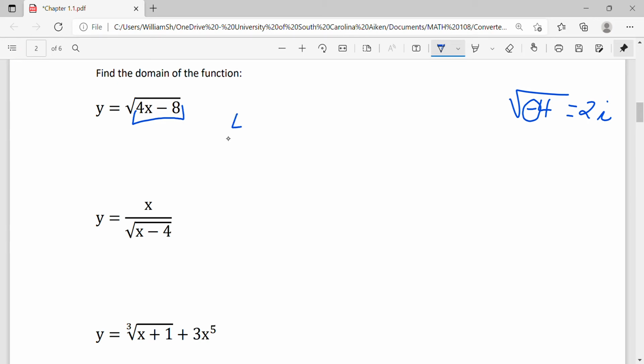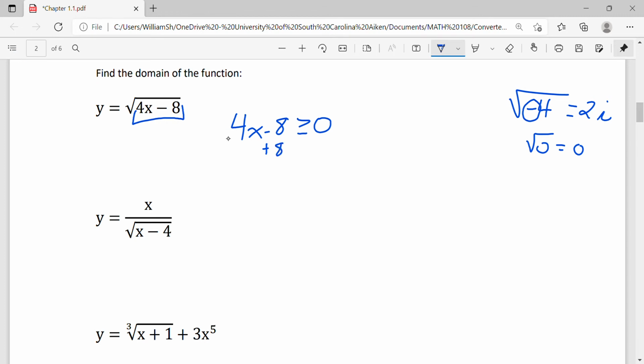So we want whatever's under this square root, this 4x minus 8, to be greater than or equal to 0. Now, it's perfectly fine if it's equal to 0 because we can take the square root of 0. Remember, square root of 0 is just 0. Okay, so it's okay that it's equal to 0. Now all we have to do is solve this inequality.